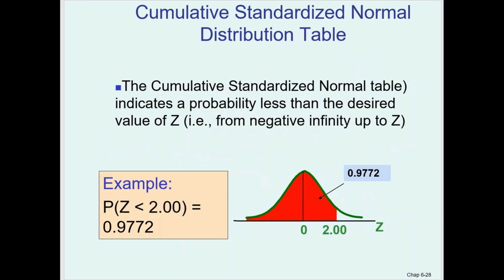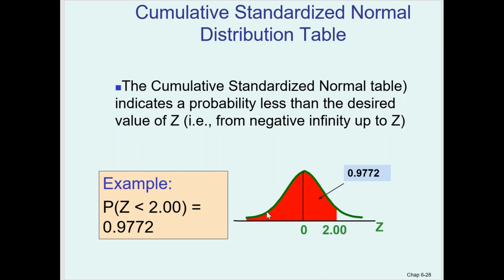Okay, so we continue with the cumulative standardized normal distribution table. I will show you the table for you to refer to when you want to calculate this type of question. The cumulative standardized normal table indicates a probability less than the desired value of z. For example, if you look at this slide, the probability of z, where z is standardized normal distribution, less than 2.00.